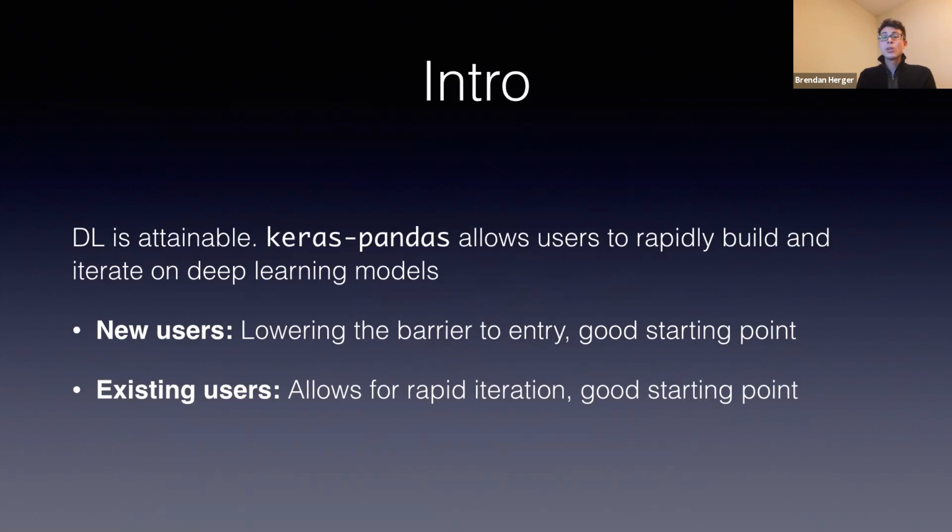For existing users, it also allows for really rapid iteration. So even if you know exactly the transformations and the kinds of layers and the number of neurons you want, it still allows you to move really, really quickly.